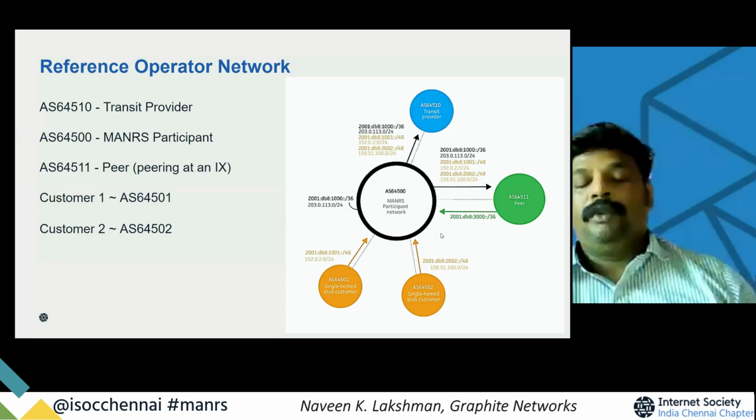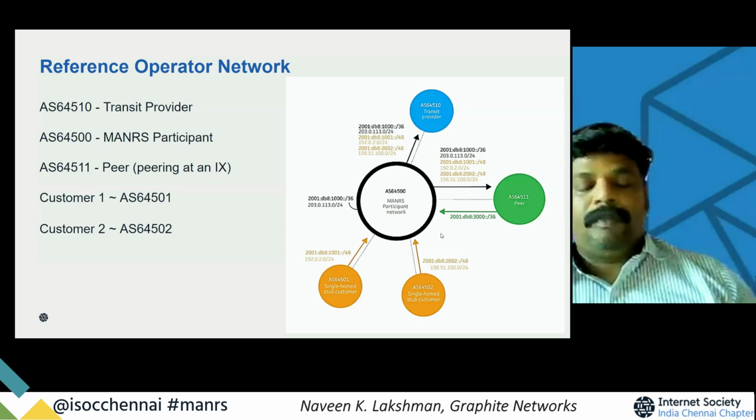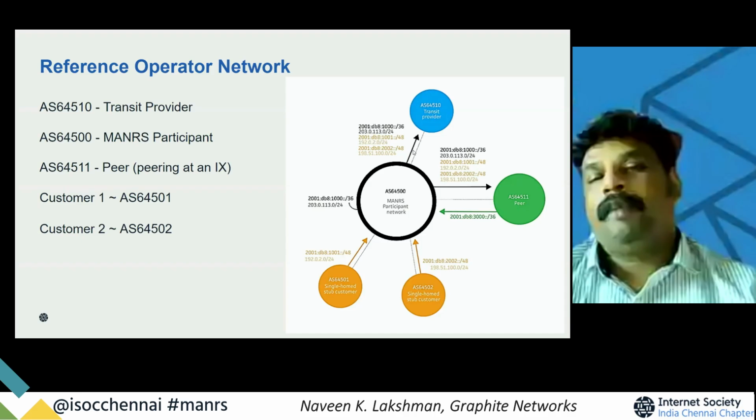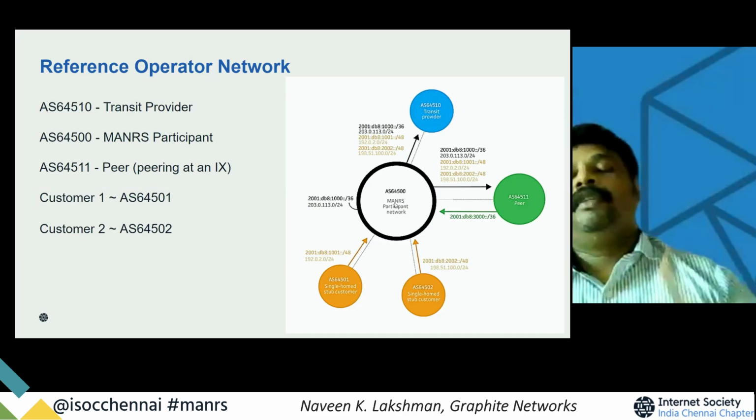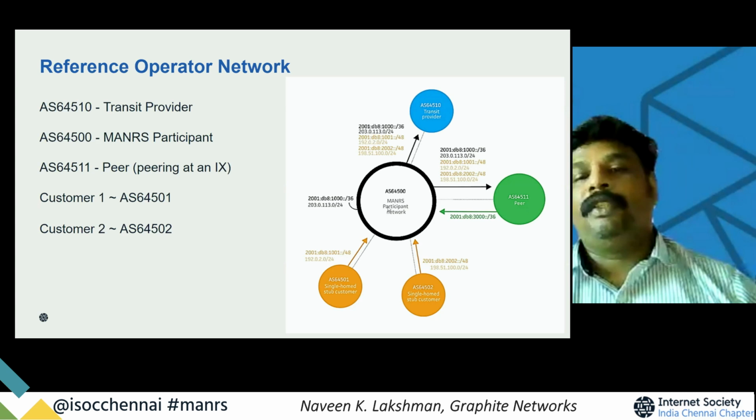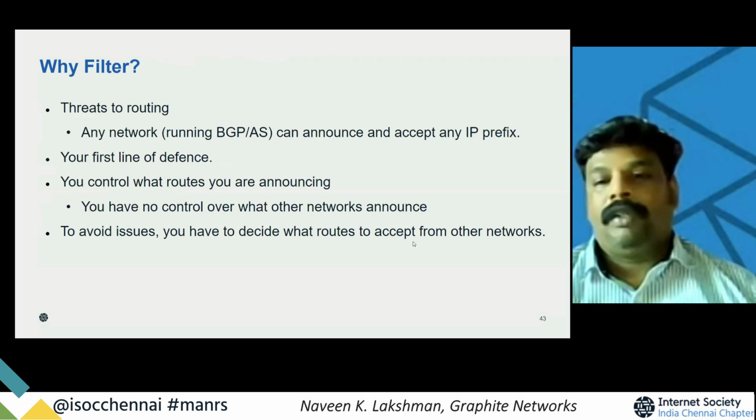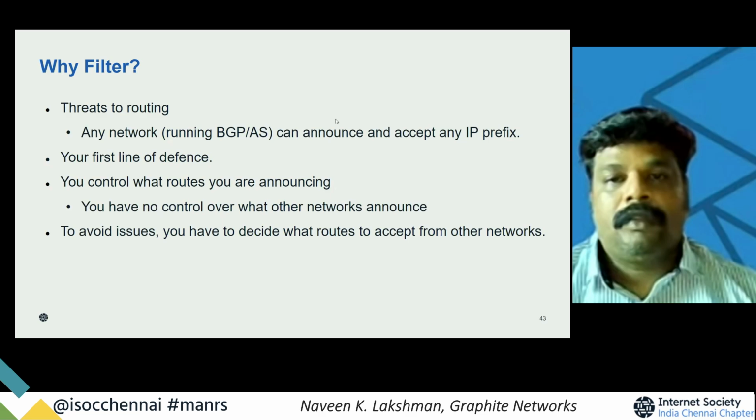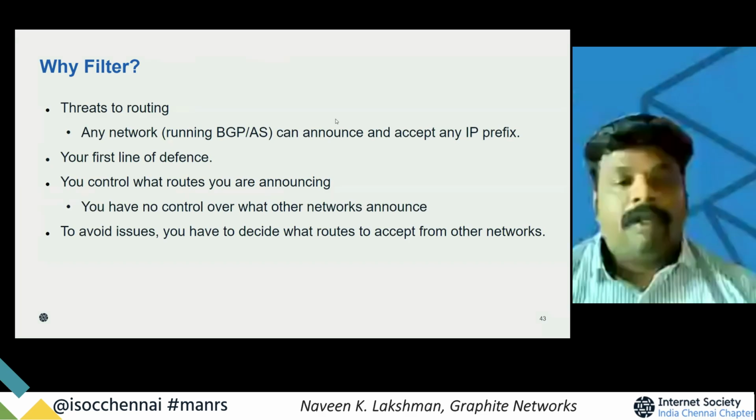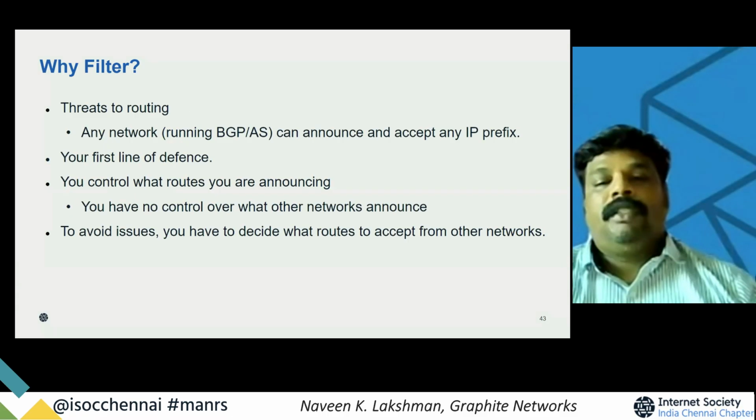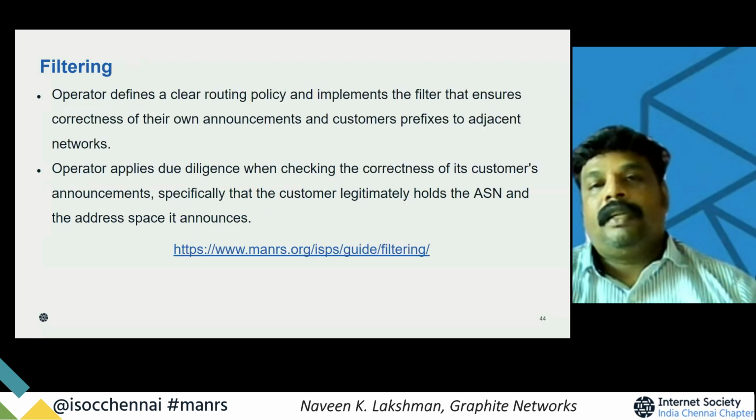Other than that, unless you implement filters, someone could send bogus or leaked routes, which you accept and propagate to your customer or to your peer. So the problem is you have to implement filters to stop propagation of unwanted routes. You have to decide what routes to accept from other networks. The filtering procedure is put up on manrs.org, under ISPs, in the filtering guide.